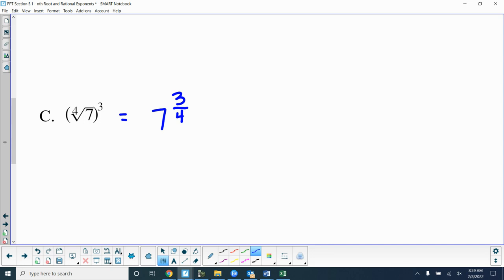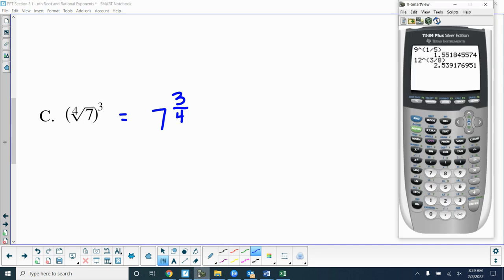Now, mine, since it's 4th root, I have to hit a 4 first. Some of you won't. Okay? If you have the newer calculator, I don't think you have to. But if you have the older one like me, you hit 4, then hit math. Number 5 means you're putting a 4 where that X is. 7. Then I would just hit enter and then go to the 3rd power. Like that.